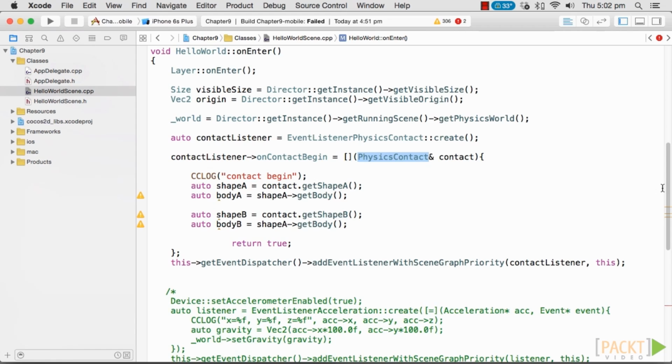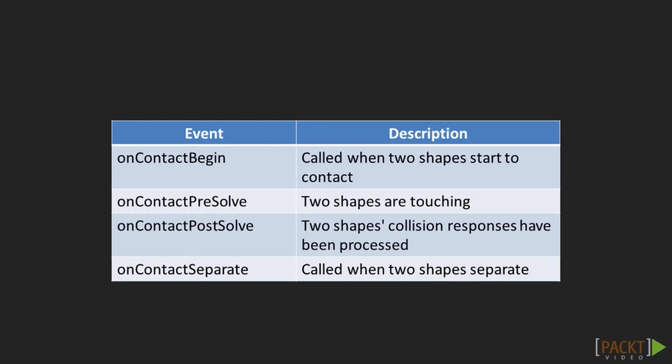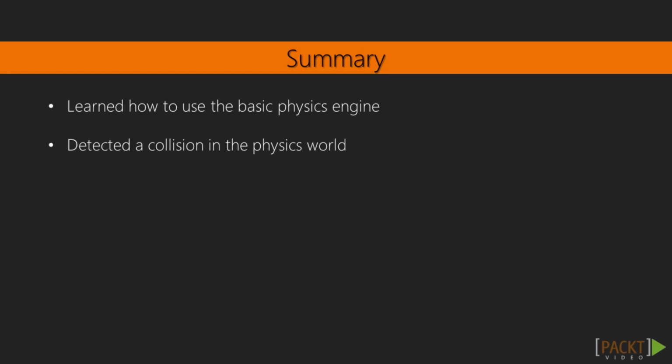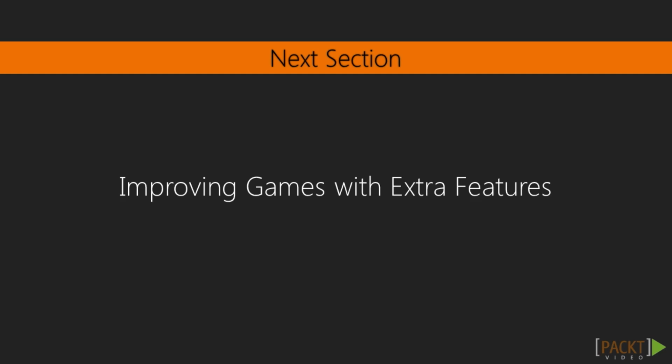The bit mask is an integer number. The default value is 0x00000000, all bits cleared. PhysicsContact has some other events, as listed in this table. That's all. We've learned how to detect collisions. In this video, we've seen how to use the physics engine, and finally, detecting collisions. In the next section, we'll discuss how to improve games with extra features.